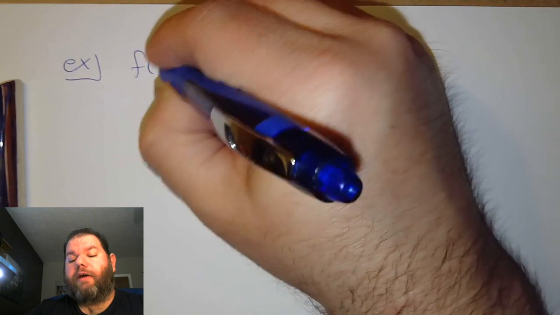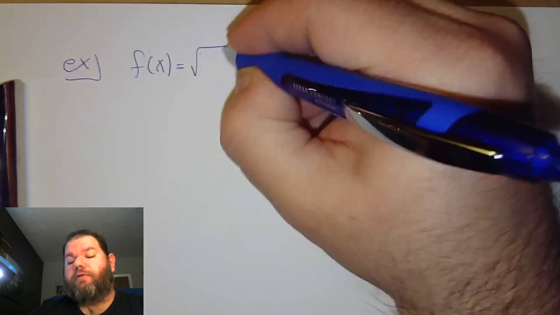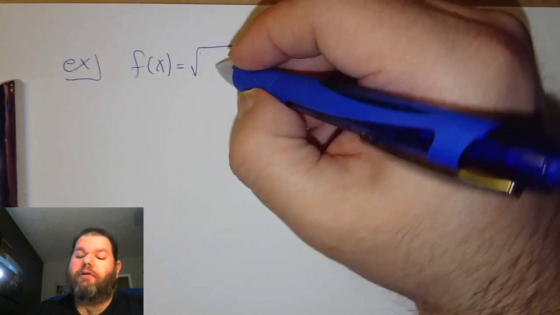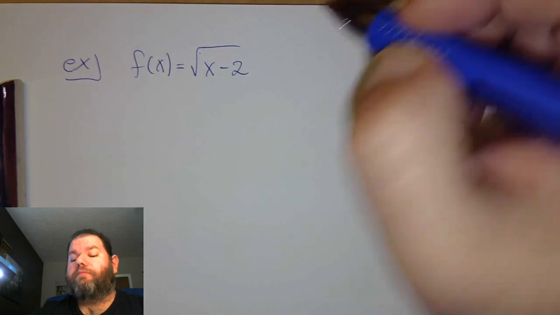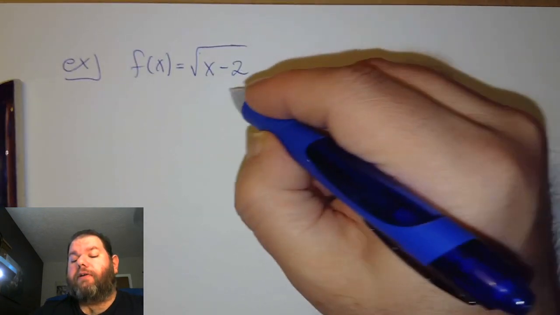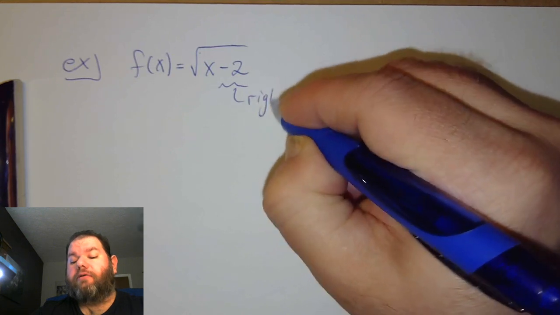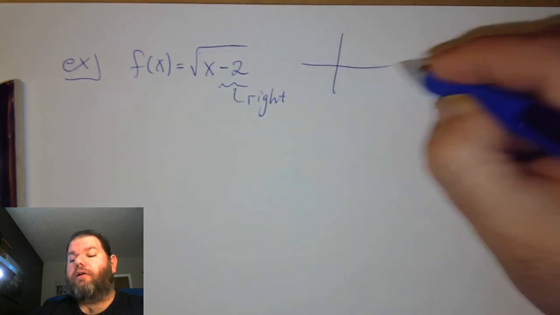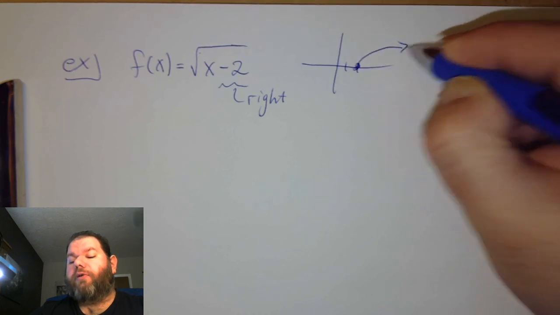If we have f of x equals square root of x minus 2, in this case, the minus 2 means we'll shift it to the right 2. So go right 2 from the origin and draw our square root graph from there.